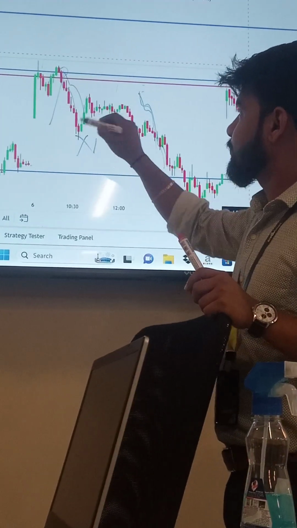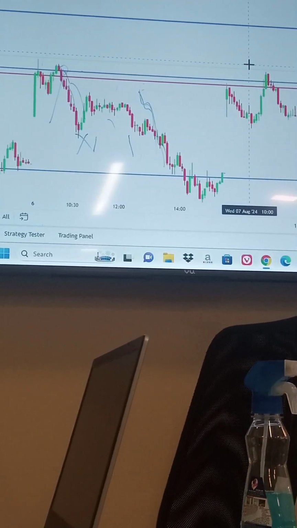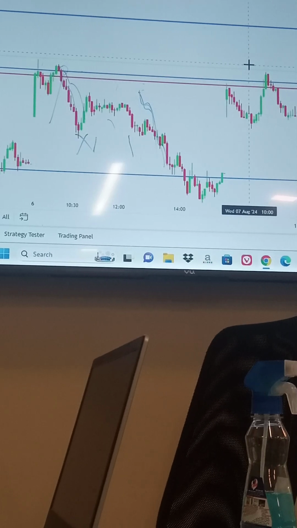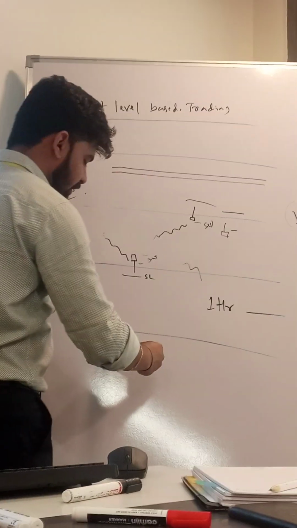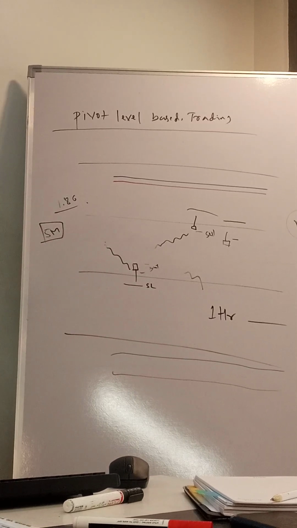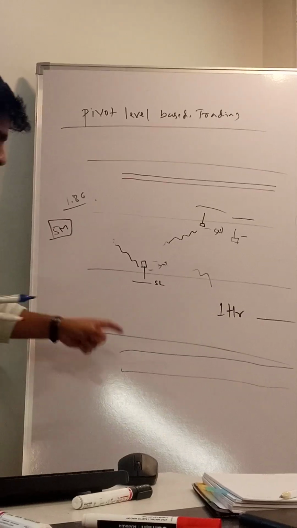See here also, these two have very little space in between them. In some situations it becomes like this, for example, the distance between the pivots is more. In this particular situation, you don't expect a great move. Expect a move, but you can't expect a great move because the gap is more.